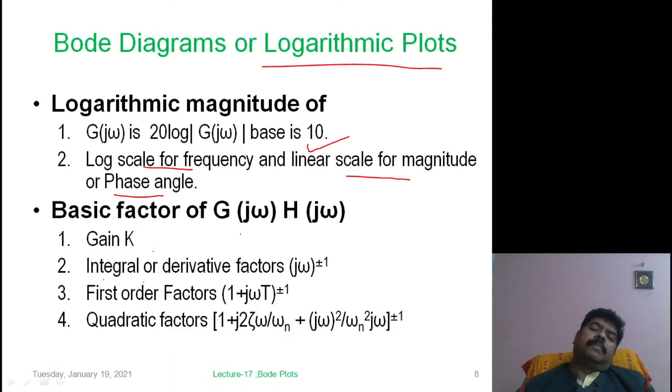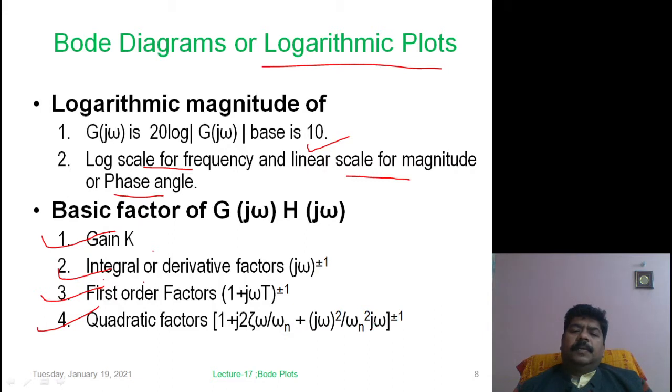Any transfer function may consist of these four factors: constant gain K, a derivative or integral factor, first order factors, that will be (1 plus j omega T) to the power plus or minus 1, and quadratic factor, meaning 1 plus j2 zeta omega by omega n plus (j omega) square by omega n square. So this can be very easily identified.